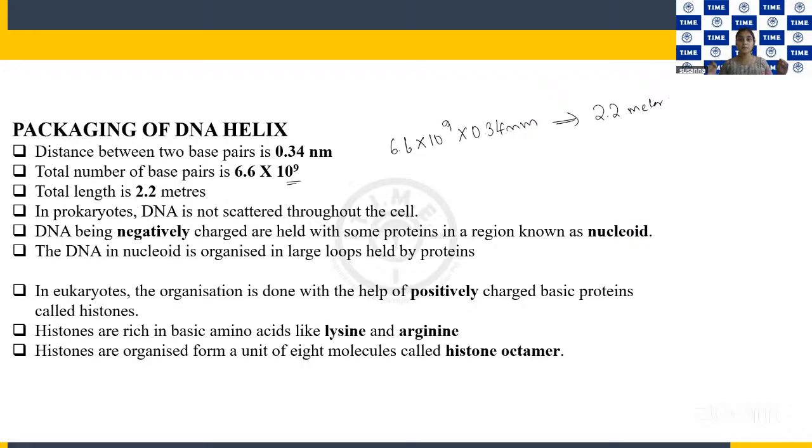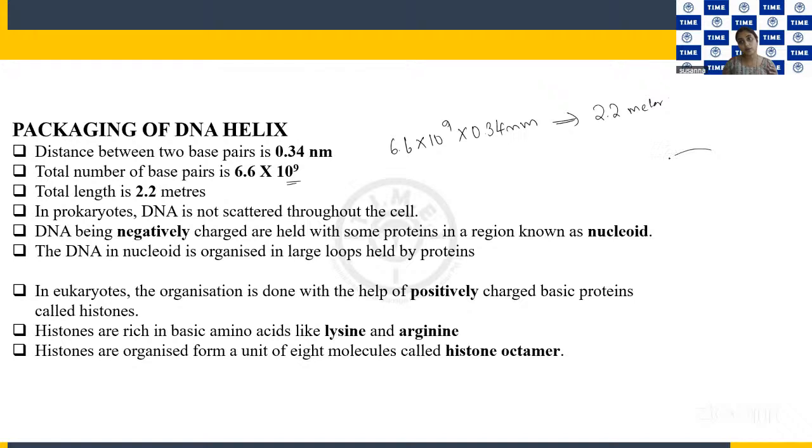So we need to accommodate this long DNA into the nucleus. So there comes the significance of packaging, right? In prokaryotes, examples include bacteria, they don't have a well-defined nucleus. That doesn't mean that DNA is scattered all throughout the cell. DNA, we told, is acidic in nature and negatively charged. These DNA are held with some proteins, and they are held together in a region known as nucleoid.